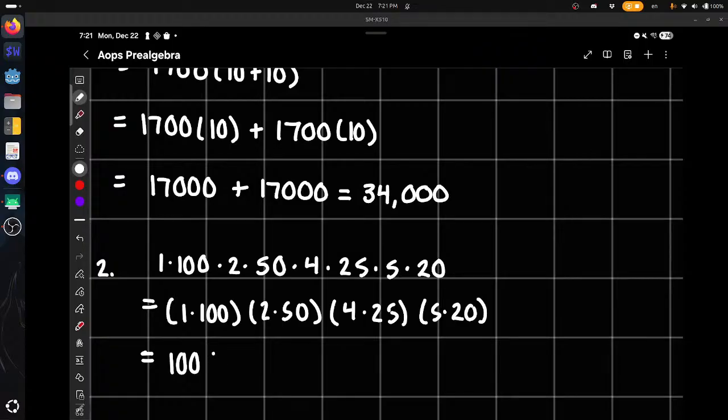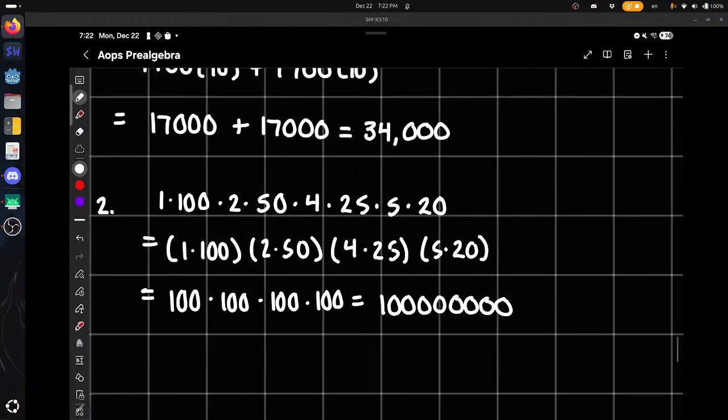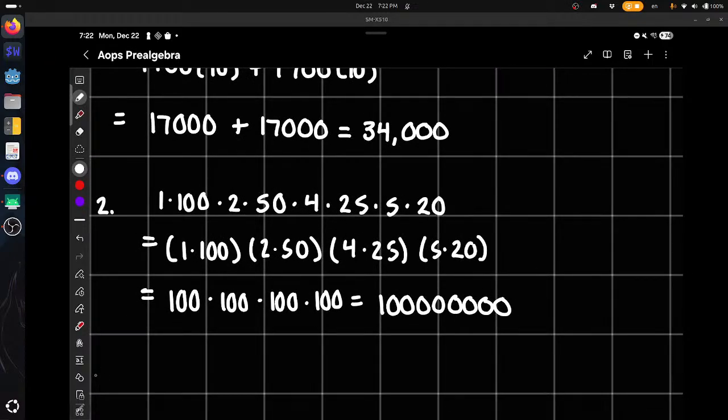So we gotta do this. So 1, 2, 3, 4, 5, 6, 7, 8. Okay, 2 times 2. Wait, 1, 2, 3, 4, 5, 6, 7, 8, 9, 10. 2 times 5 times 5 times 5 times 5 times 5.